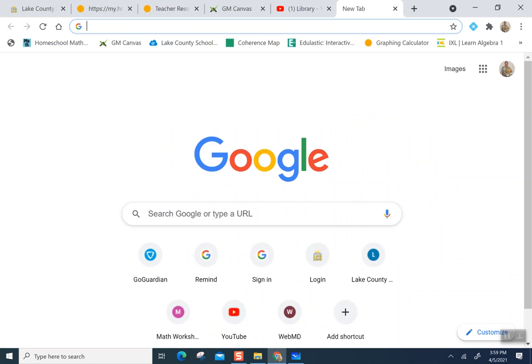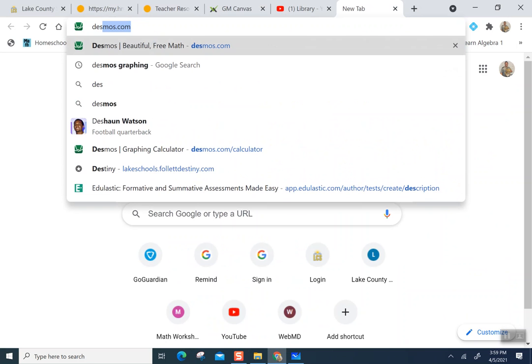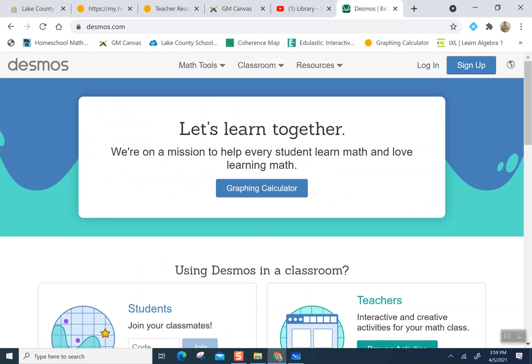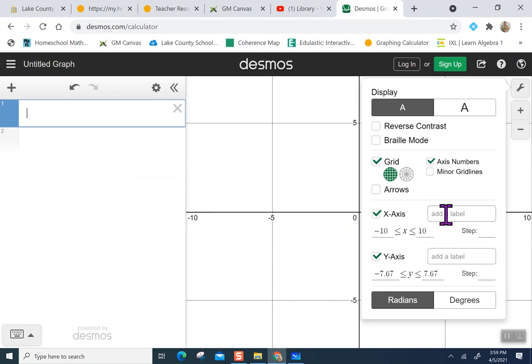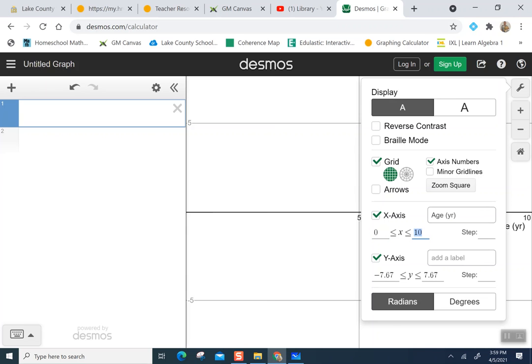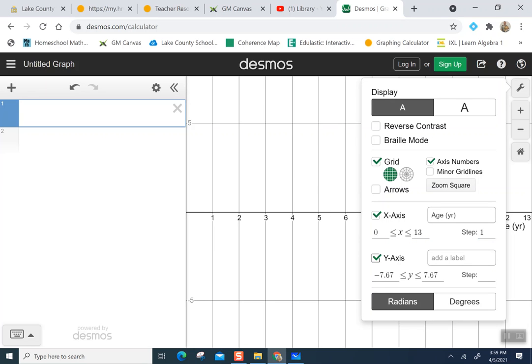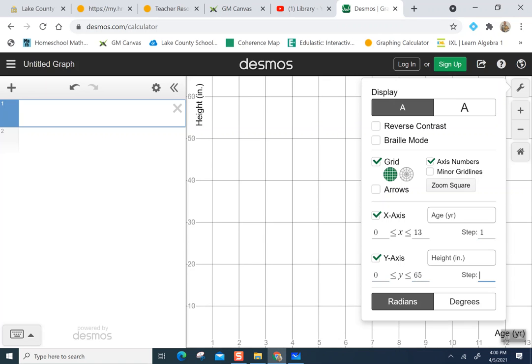And let's do, remember with decimals, the first thing you always want to do is select the monkey wrench, take off minor grid lines, start with your title and then move on. Again, the title is age in years, starting at 0 and running through 13 steps of 1. My other title was height in inches, starting at 0 running through 65 with steps of 5.